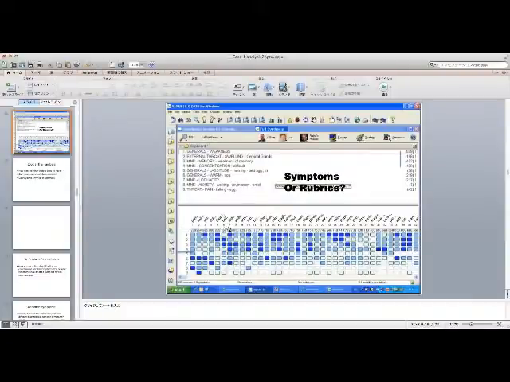I'm not sure. Is it easy to choose between these remedies? In general, this is called a kind of a square or rectangular repertorization, because there really isn't that much statistical difference between the remedies. Okay.